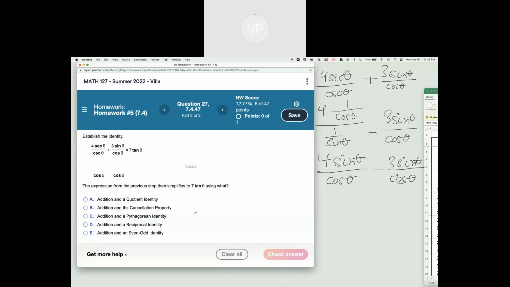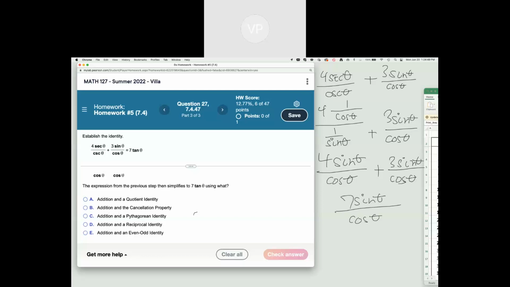And then the last part, we want to make this, and oh, that's supposed to be positive. Now you see why I worked down? Because I'm wondering why is this negative? It should have been positive because of that one right there. But now we have a common denominator. We take 4 sine plus 3 sine, and we get 7 sine theta. And they ask you which expression from the previous step then simplifies it into what?